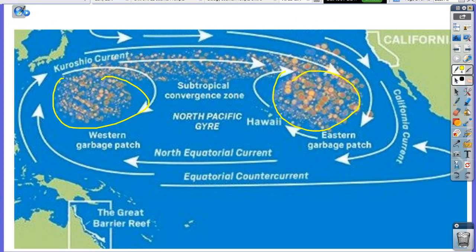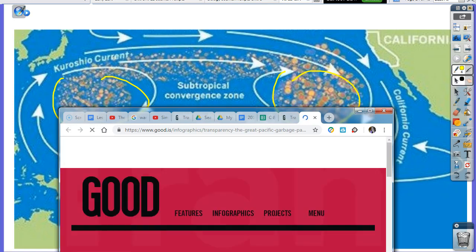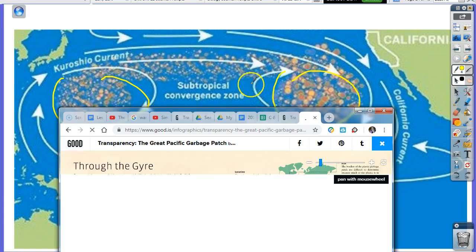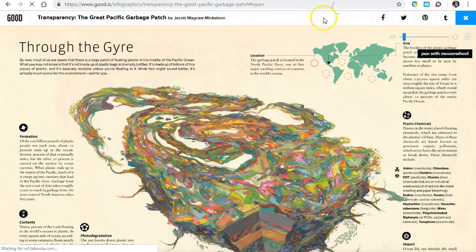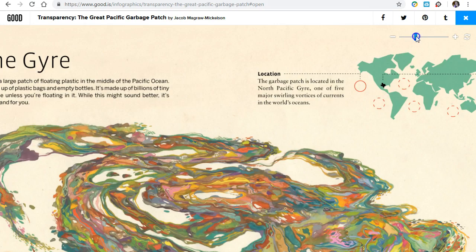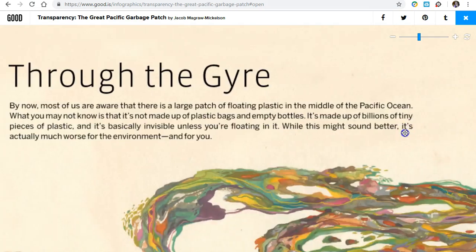I want to show you an infographic about this garbage patch to get you a better idea of what the heck it is. Some of you might think, oh, Ms. Frankston, it's just like a whole bunch of plastic bottles floating in the ocean. It's not. So we're going to learn about what it is. I'm just going to read through this, zoom in so you guys can see it.